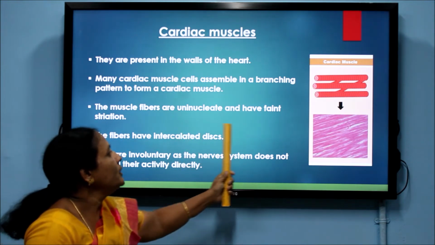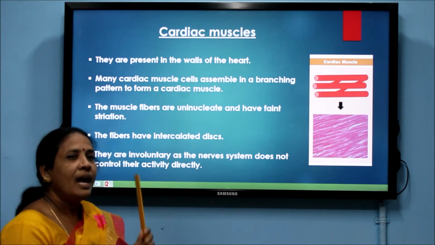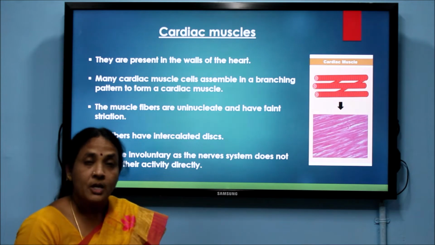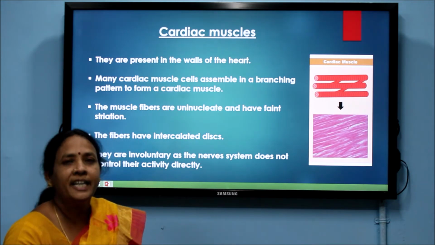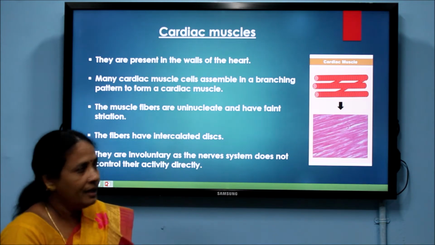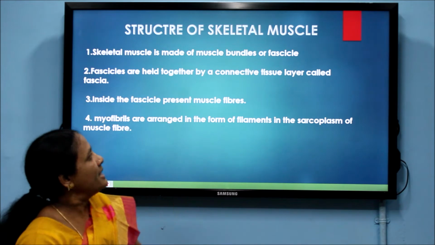They are uninucleated, a single nucleus present, and they are also involuntary in their function. So far we have seen about three types of the muscle, their structure and function. Next we will see about the structure of skeletal muscle.